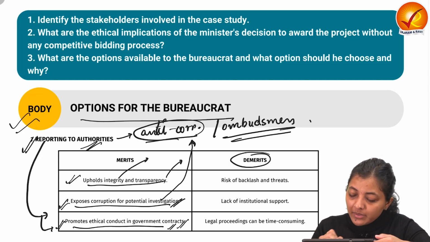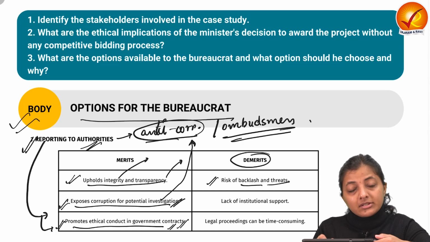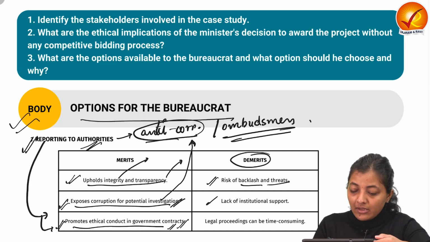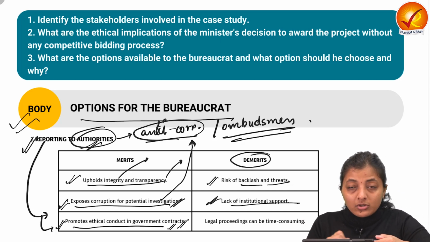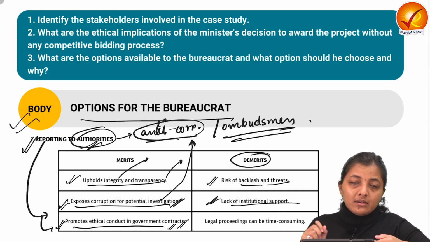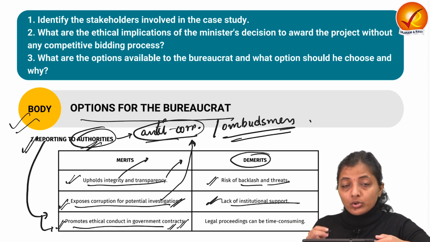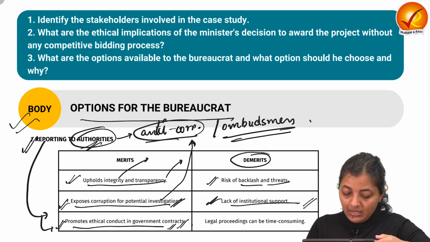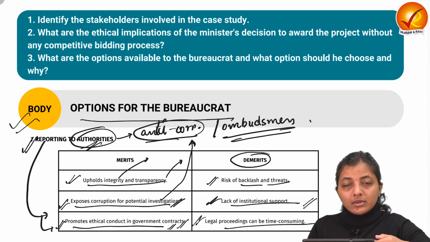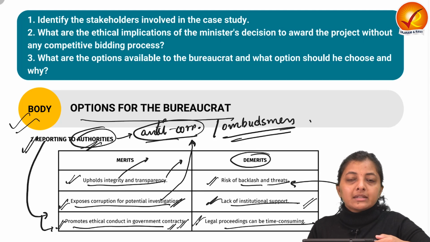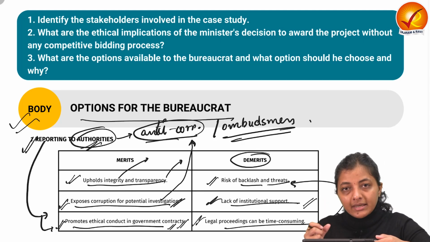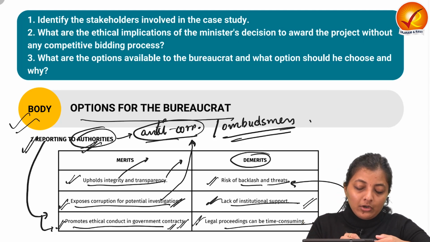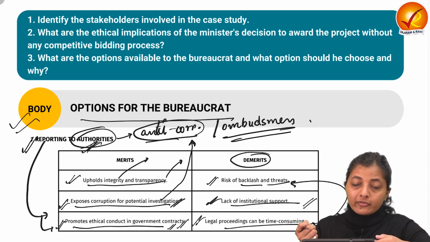Then what would be the demerit in that? Maybe backlash and threats would happen. Then there is lack of institutional support. Maybe the authorities would not support him, or the internal colleagues would not support this action of the bureaucrat. Legal proceedings can be time consuming, and during that time again backlash and threats can happen, and we do not know whether this immediate reporting to the authorities would result in fruitful benefits or not.